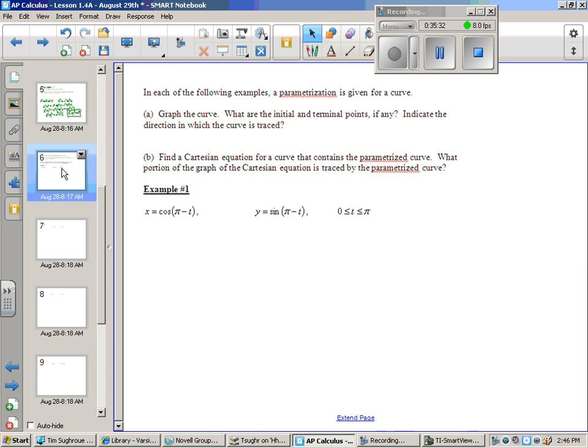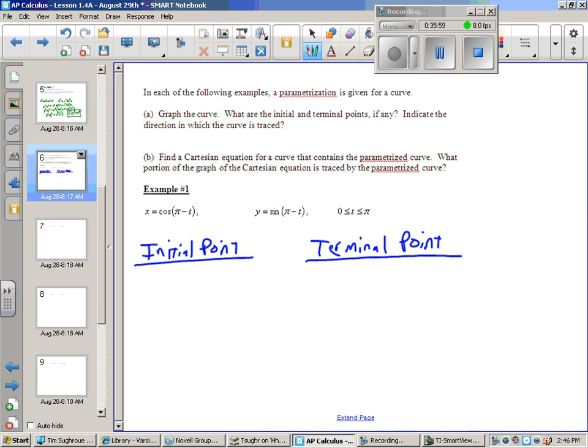In each of the following examples, first of all, a parametrization is given for the curve. We want to graph the curve. What are the initial and terminal points, if any, and indicate the direction in which the curve is traced. So the very first thing we're going to do is find the initial point, and then we're going to find the terminal point. And I think you should be able to do this without a graphing calculator. To find the initial point, plug 0 into the x-coordinate and plug 0 into the y-coordinate.